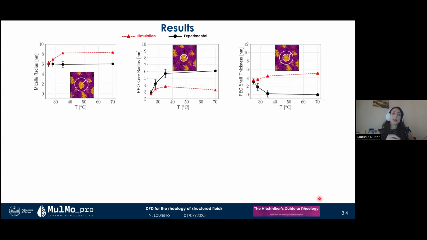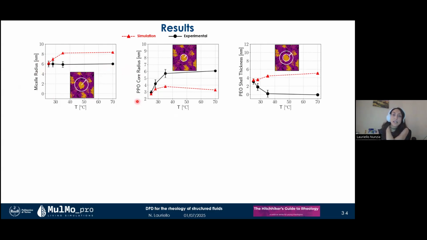We also measured the micelle radius, the PPO core radius, and the pure shell thickness, relying on both simulation and experiments. Experiments tell us that the micelle radius stays nearly constant as temperature increases.